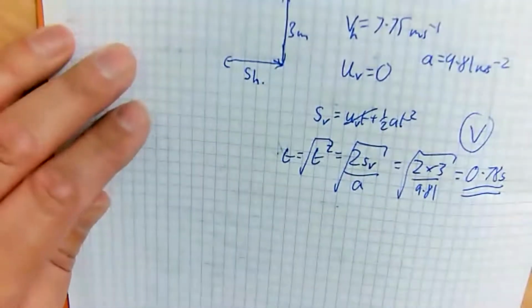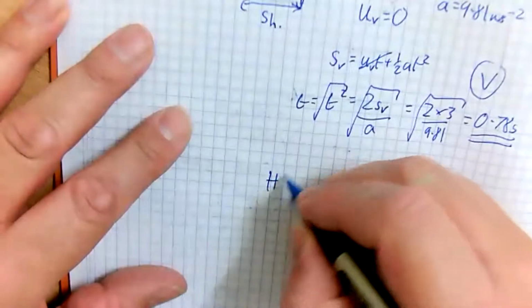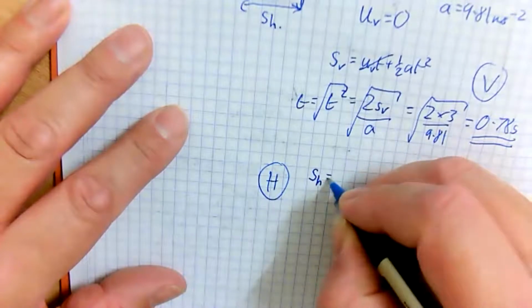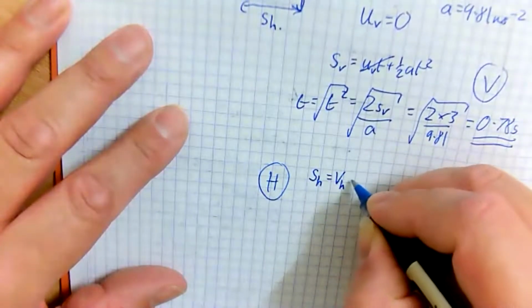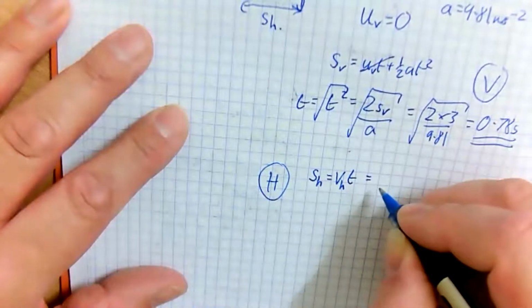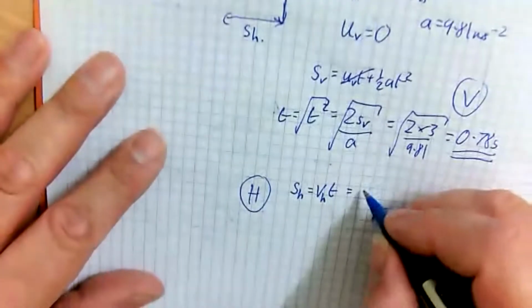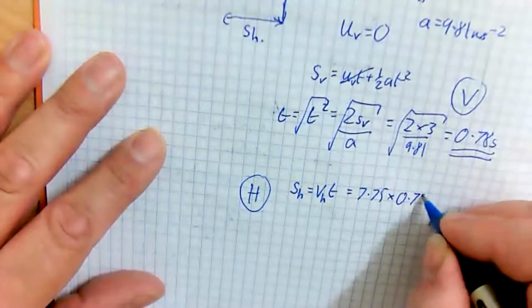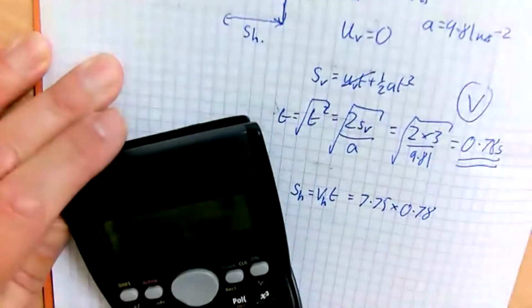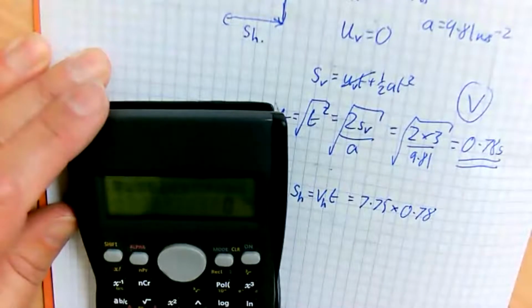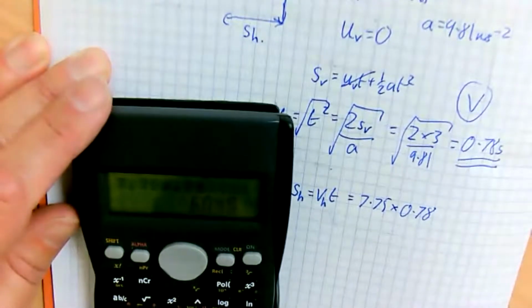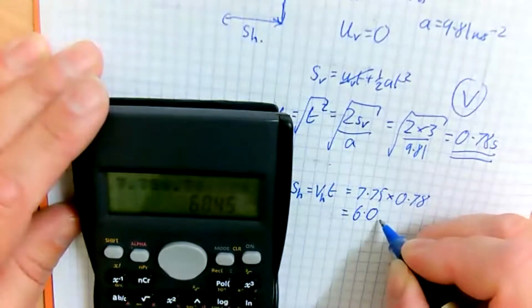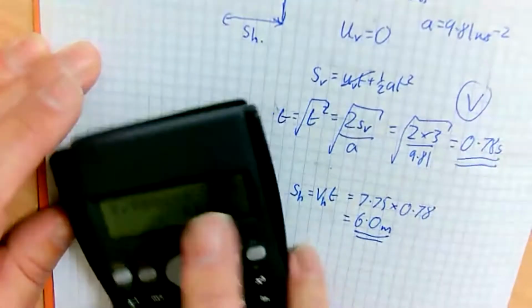Okay, that's our time. Now we take the horizontal motion into account. The horizontal distance is going to be the horizontal velocity multiplied by time. The horizontal velocity at the beginning of our question was 7.75 meters per second, multiplied by the time, which is 0.78 seconds, more or less. 7.75 times 0.78 gives you 6.045. So we call that 6.0 meters. It should be 6 meters away.